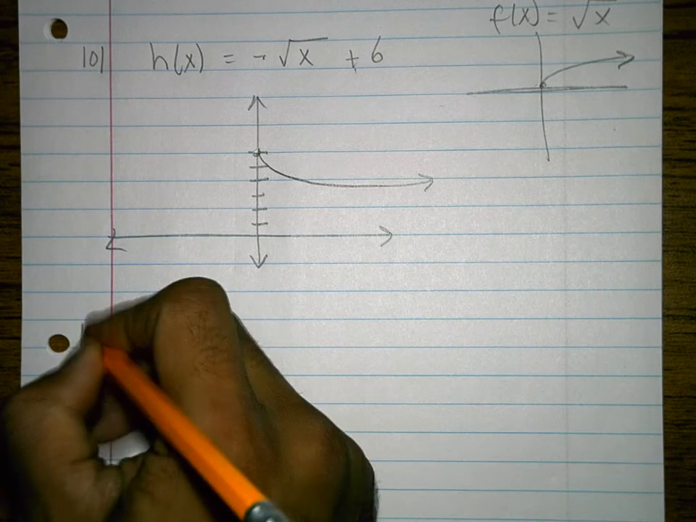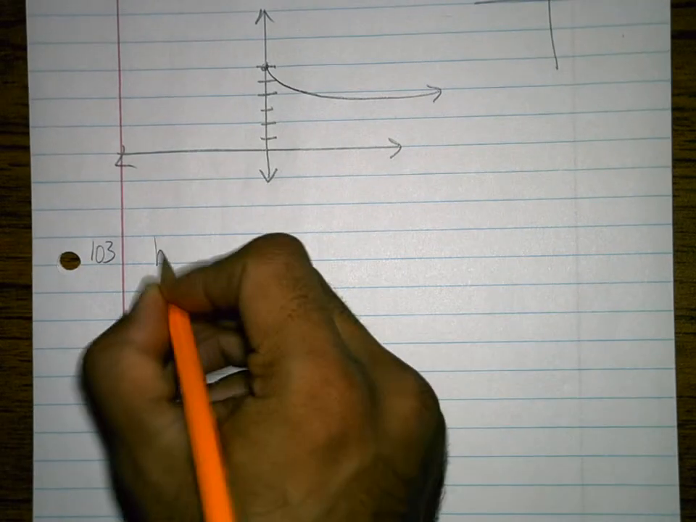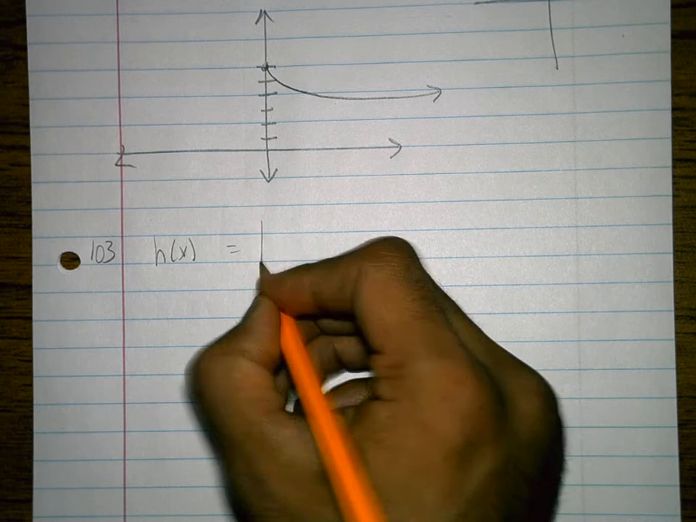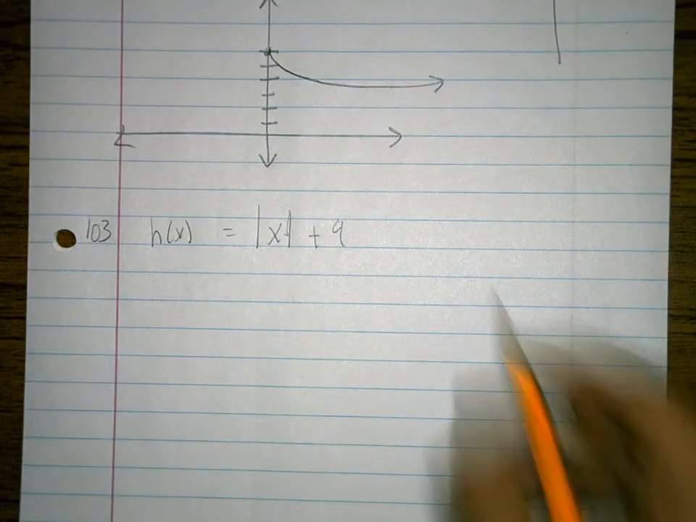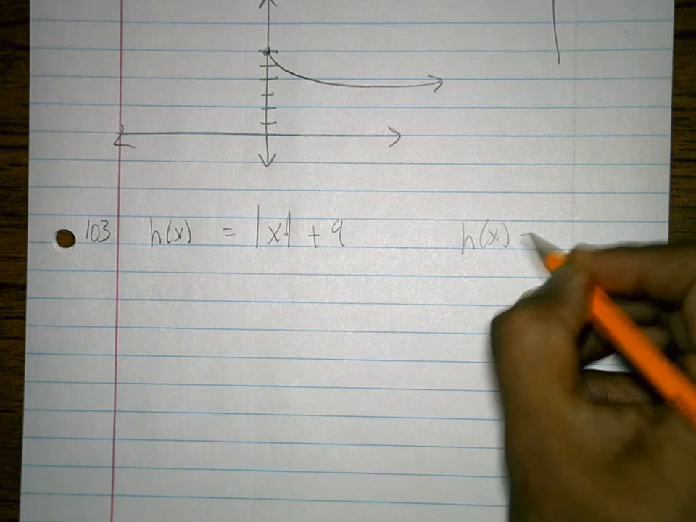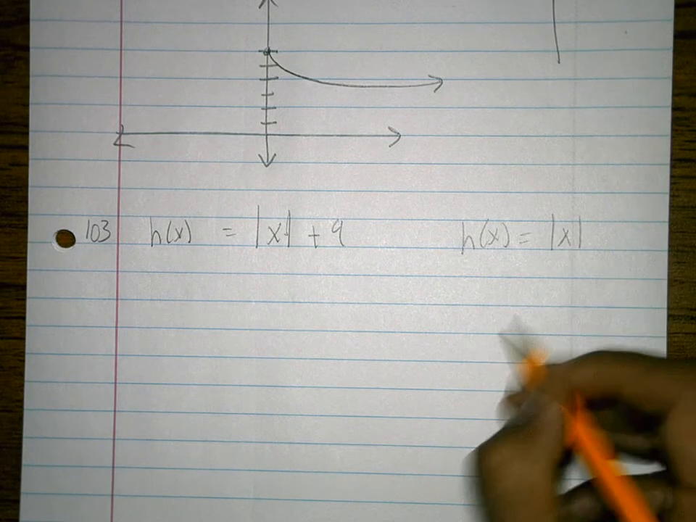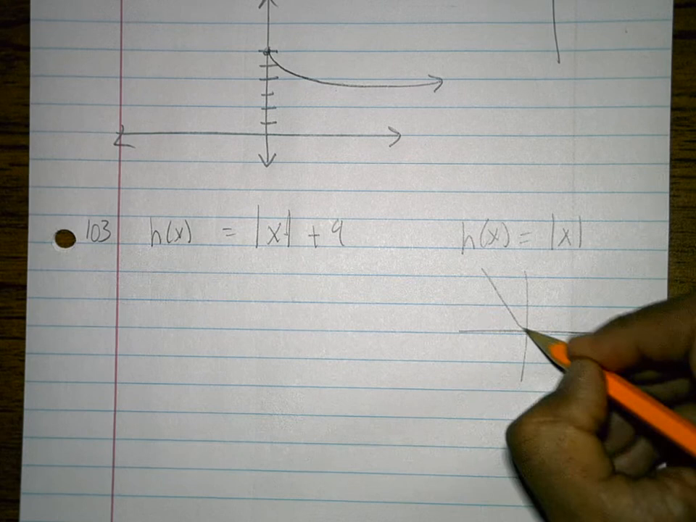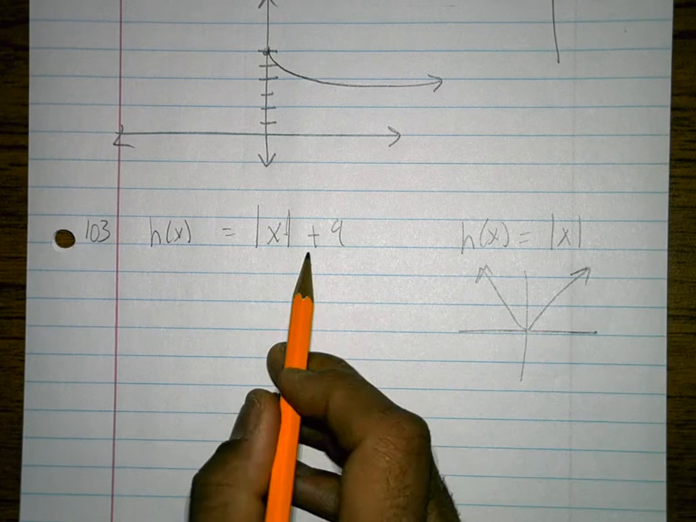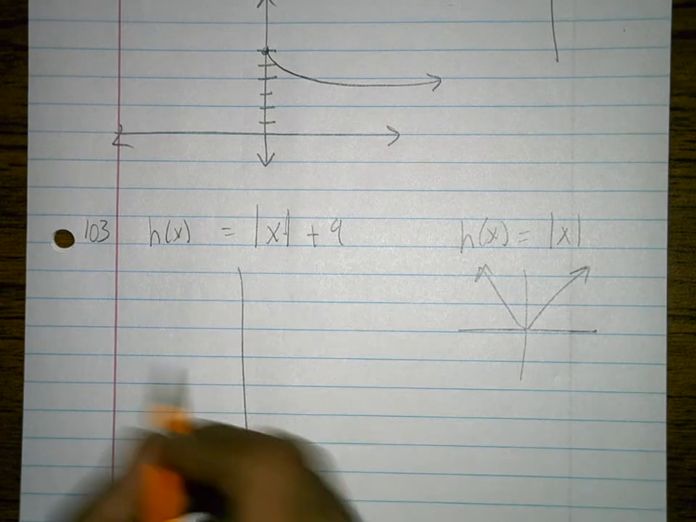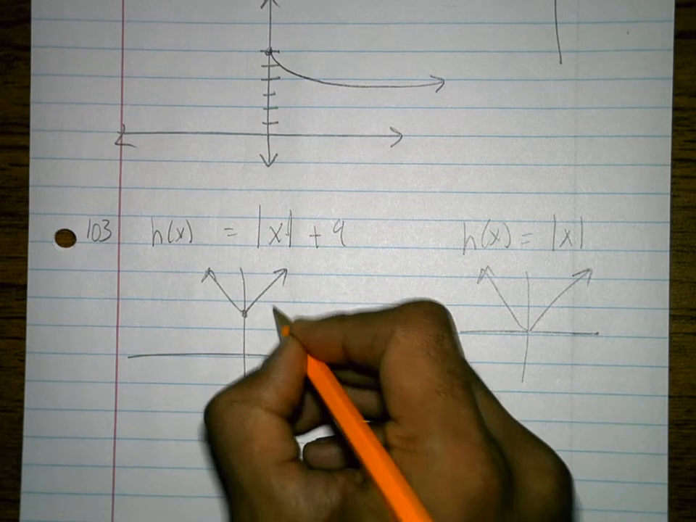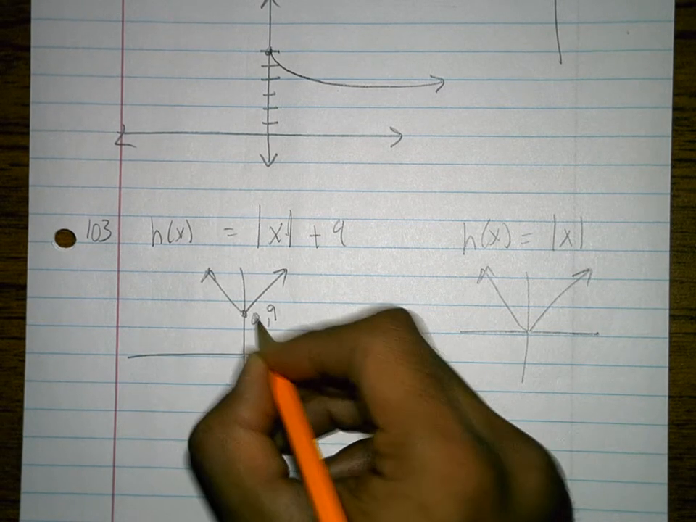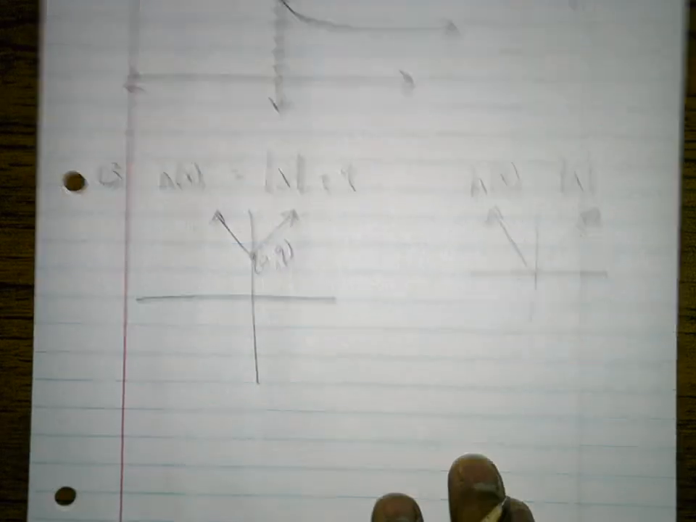103. This is an absolute value. The parent function would be the absolute value of x, and that would be a V at the origin. This just shifts me up 9 spaces. Just a quick little sketch here. If I was up here at (0, 9), all right, just shift me up 9 spaces. That's all that would do.